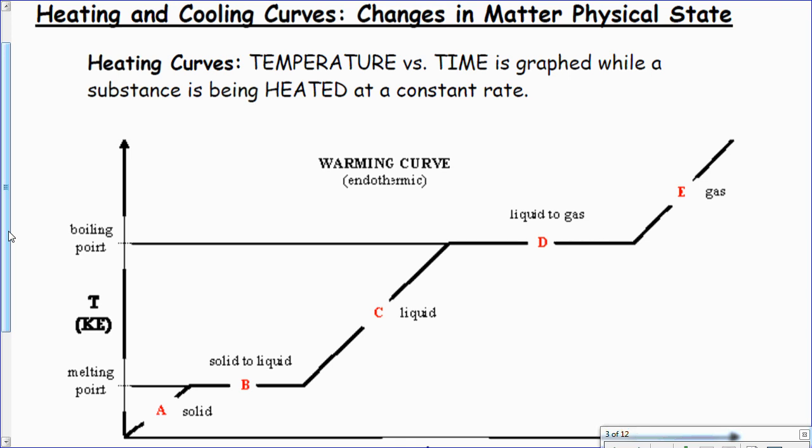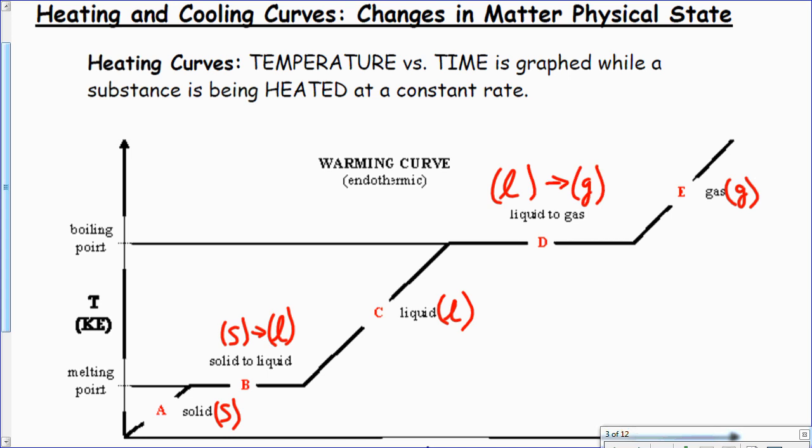So let's get right into solid, liquid, and gas. Solid, we're going to use a little S. Liquid, we're going to use a little L, preferably cursive style. Gas, little G. And now what's going on here is when I level out in section B, I am going from solid to liquid, changing phase. And in C, I'm just one phase, I'm liquid. And then here in D, I'm going from liquid to gas.